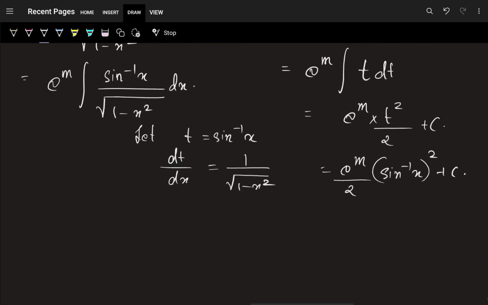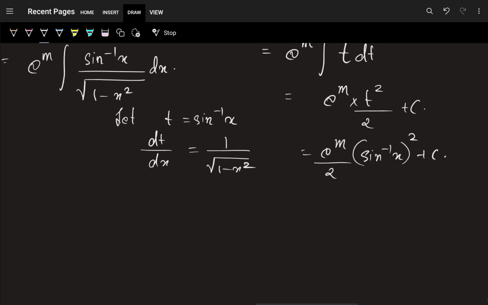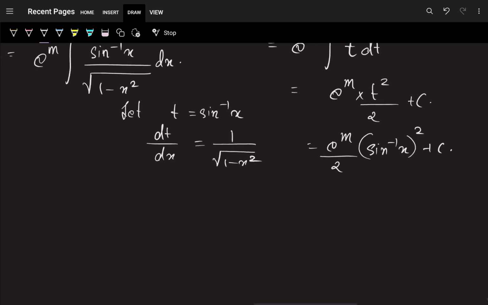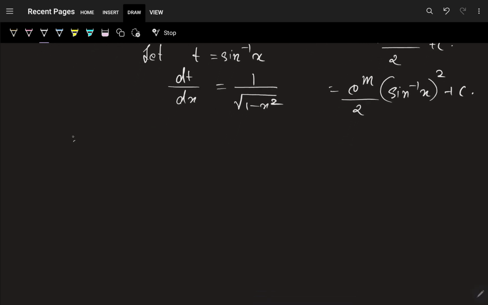Yeah, so moving on to the next question, we have integration of (1 plus root x) whole square divided by root x dx.